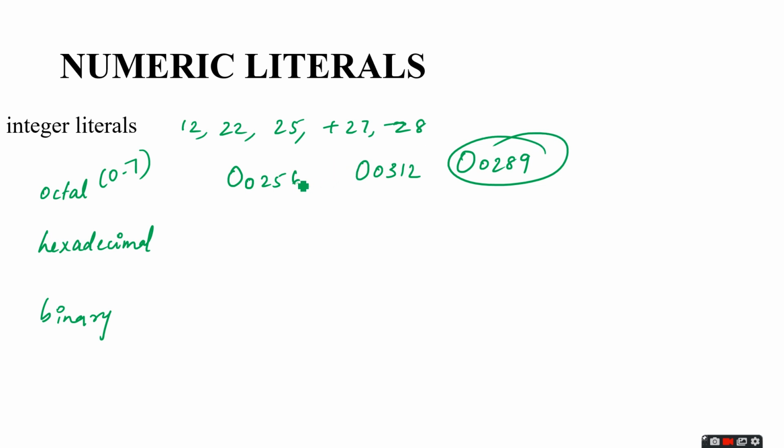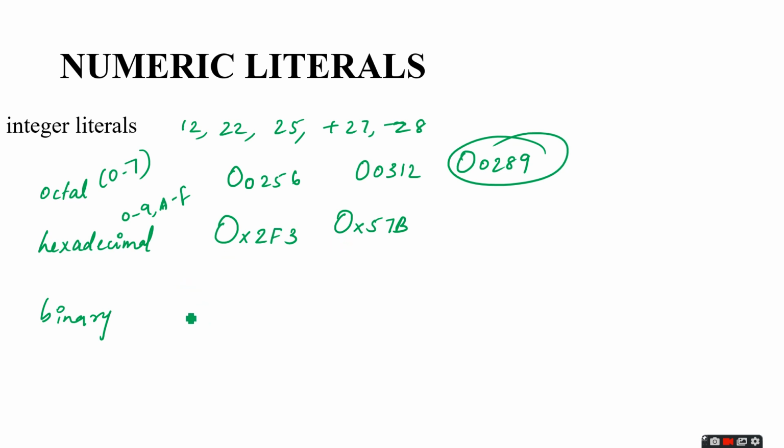Next is the hexadecimal representation. In hexadecimal representation, first we have to write 0. Next we have to write X, small letter or capital X we can use. Then we can write 2F3. That means hexadecimal numbers range from 0 to 9 and A to F. So it is a hexadecimal number. Or 0x57b. So in this way we can represent the hexadecimal numbers.